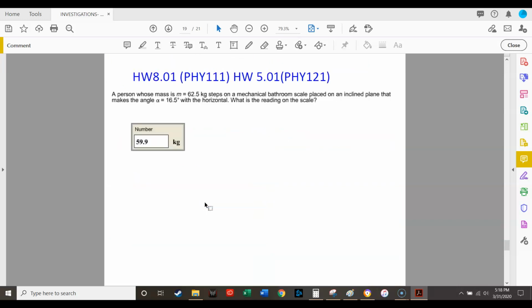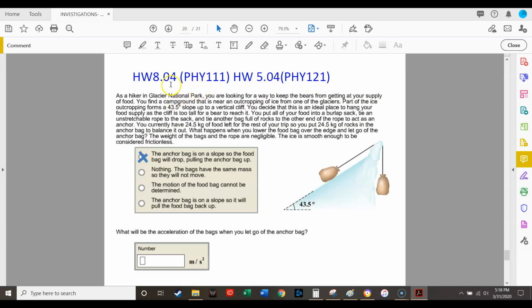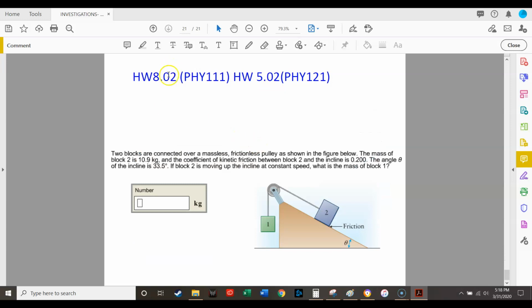The related homework problems that are really close to these are 8.01 in Physics 111 and 5.01 in Physics 121, 8.04, 5.04, 8.02, 5.02. So please do these 3 problems in coordination with this part of the activity. It'll help you out. Thank you.